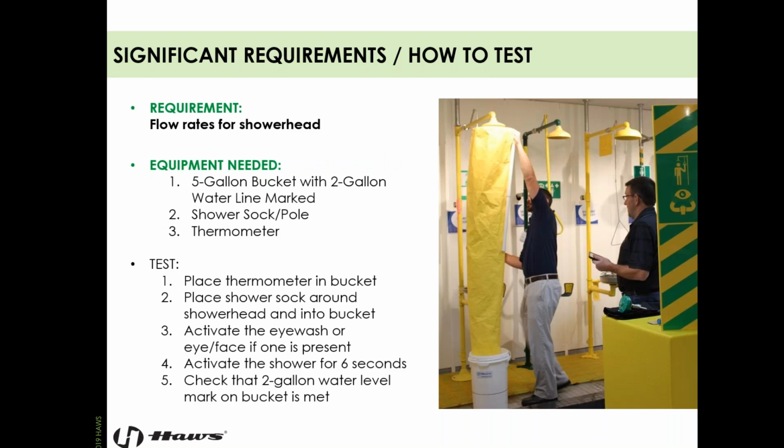So the flow rates, here's how you test the flow rate for the shower. Again, the equipment: a 5-gallon bucket with a 2-gallon water line marked, a shower sock and pole, and a thermometer. Place the thermometer into the bucket, step 1. That'll come in later. We want to know the temperature of that water, right?